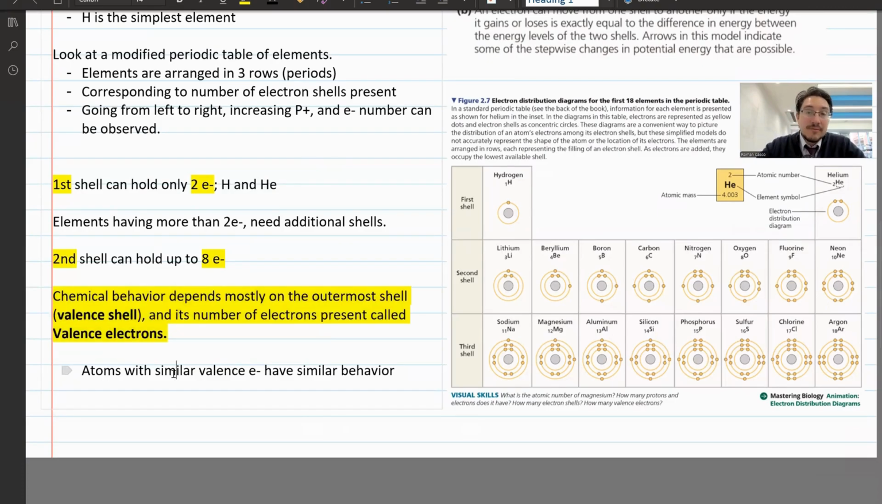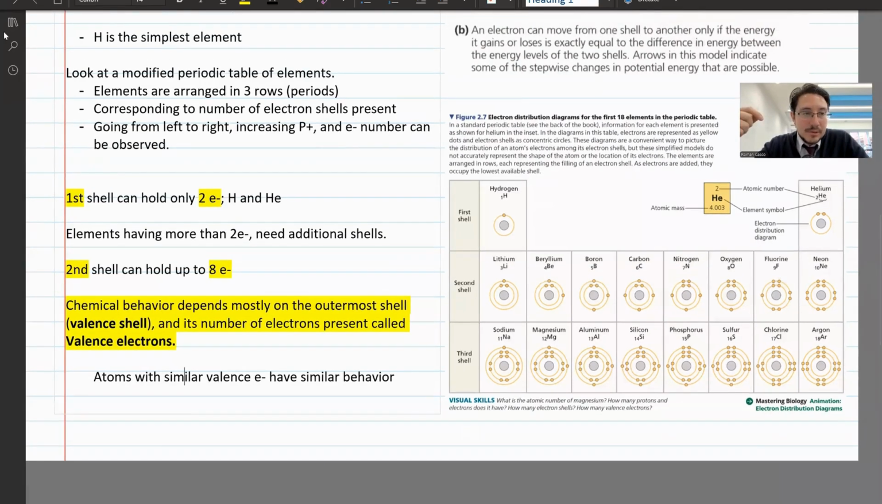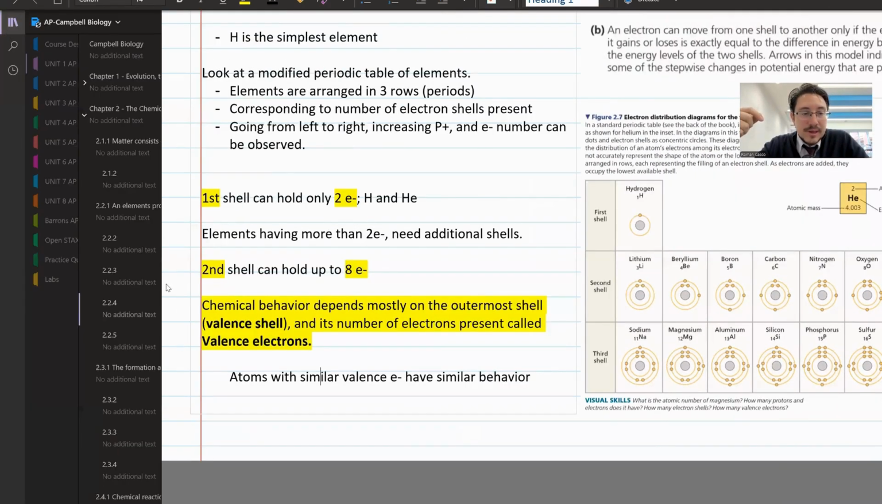Chemical behavior depends mostly on the outermost shell. That outermost shell is also called the valence shell, and that's where you're going to find the valence electrons, the number of electrons on the outermost shell. Those are the ones that undergo chemical reactions. A characteristic about elements that have a similar number of valence electrons is that they generally exhibit similar behavior. And we'll get into that also in a bit.